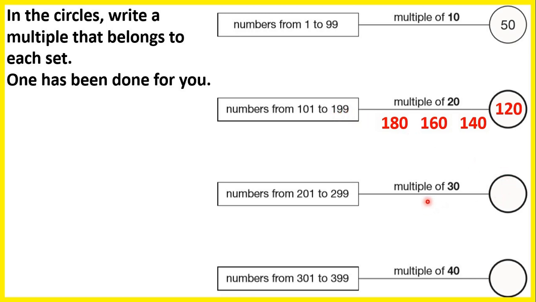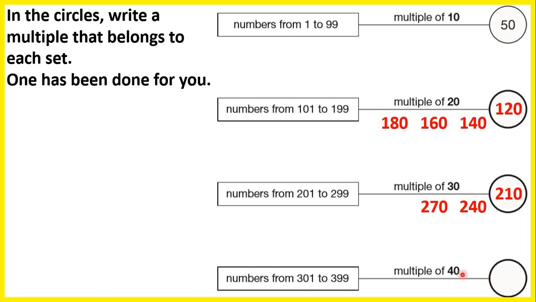So for this circle, we need a multiple of 30, so a number in the 30 times table that's between 201 and 299. So if we know the 3 times table, we can work out the 30 times table. And we know that 7 times 3 is 21, so that means 7 times 30 is 210. And that's between 201 and 299. We could also have 240 or 270.